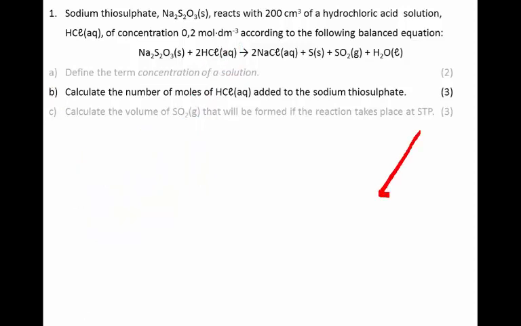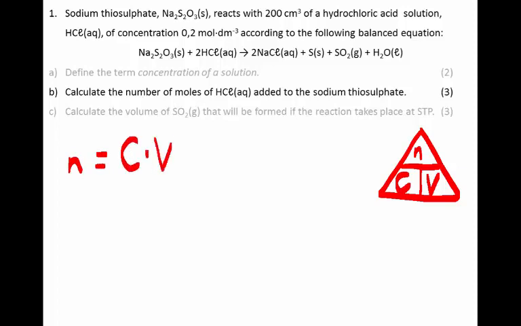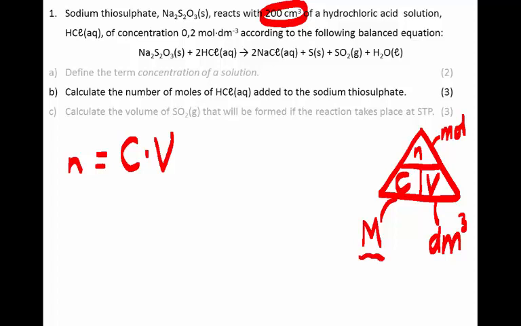And to answer that, we make use of this triangle. Concentration is number of moles divided by volume. And we want to know the number of moles. So that's number of moles is equal to concentration multiplied by volume. But remember, we need to be careful over here because we have 200 centimeter cubed. But to use this equation correctly, so that we end up with concentration in molar, n must be in mole, of course, and V must be in decimeter cubed, because molar is mole per decimeter cubed.